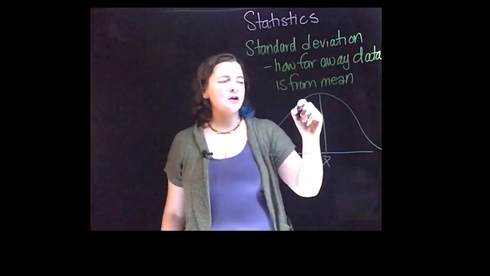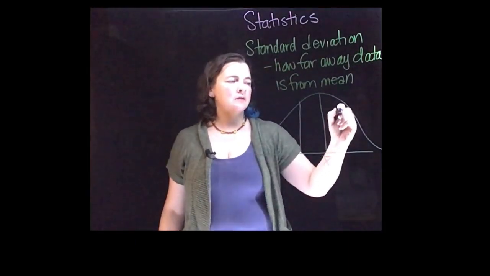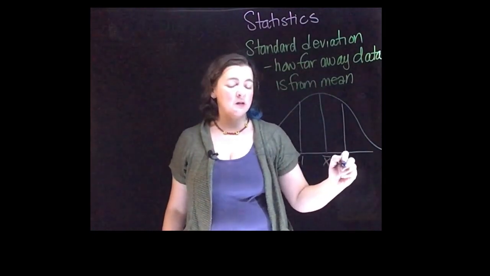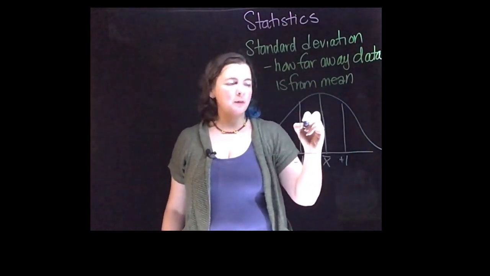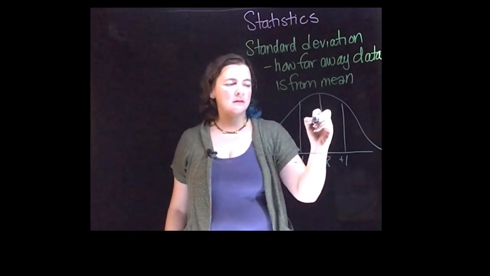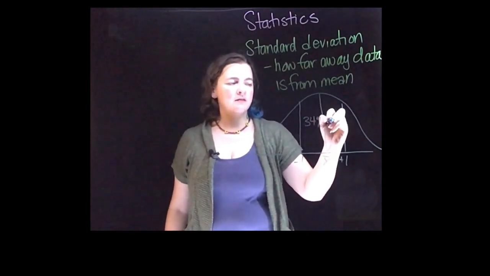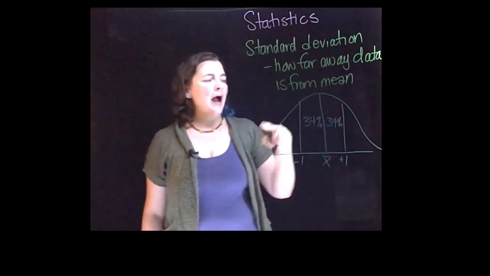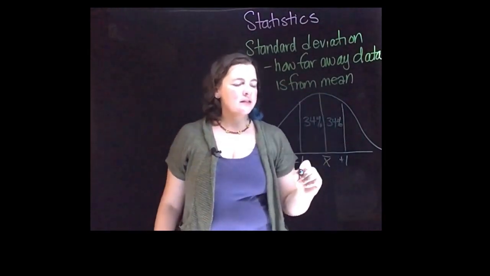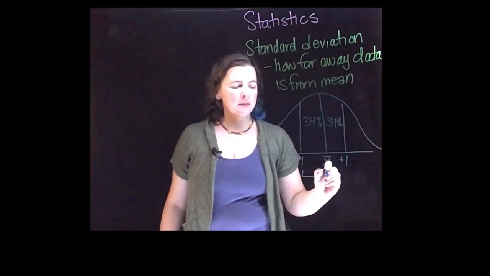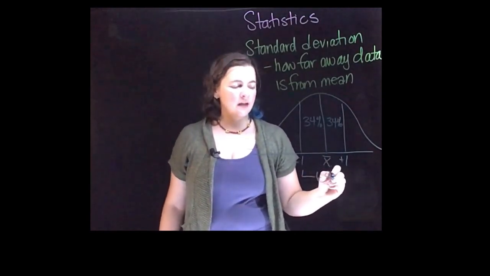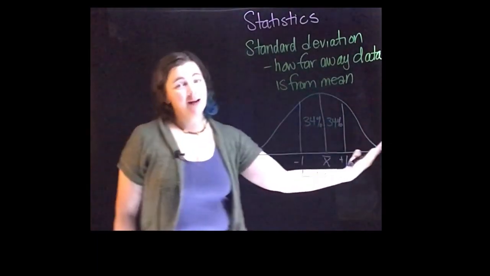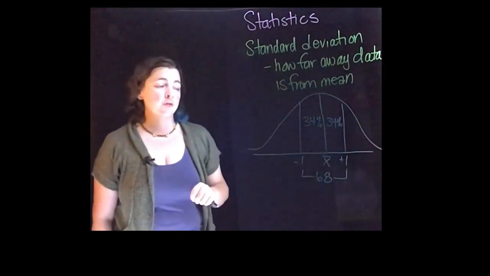So on a standard curve, one standard deviation from the mean, so this is going to be -1, this is going to be +1, there's 34% of the data here, and 34% of the data is going to fall 1 standard deviation above. So adding these two together, 68% of your data is going to be within 1 standard deviation of the mean. So 1 above and 1 below. 34% above the mean, 34% below the mean.